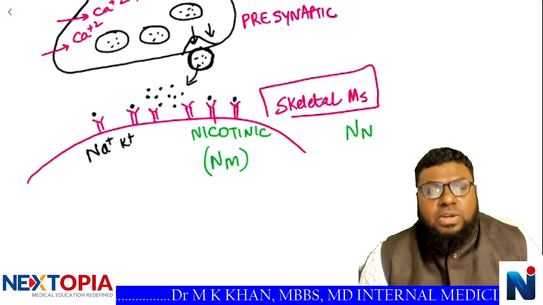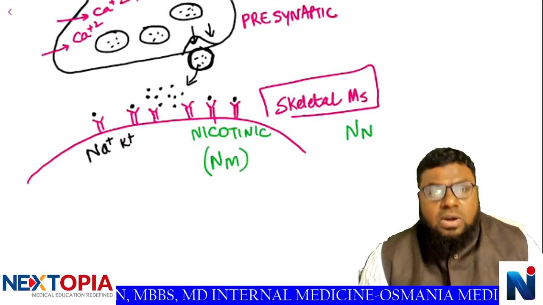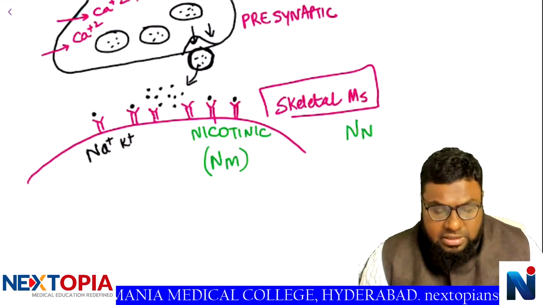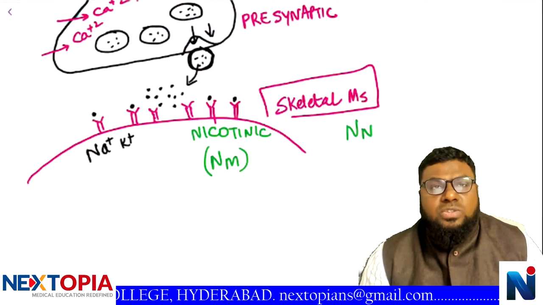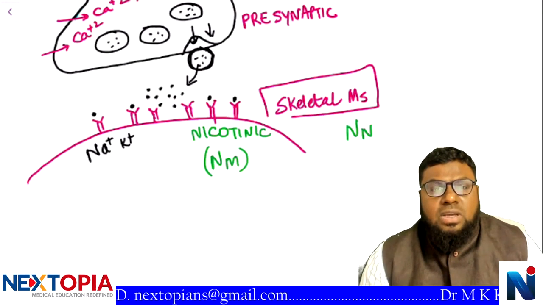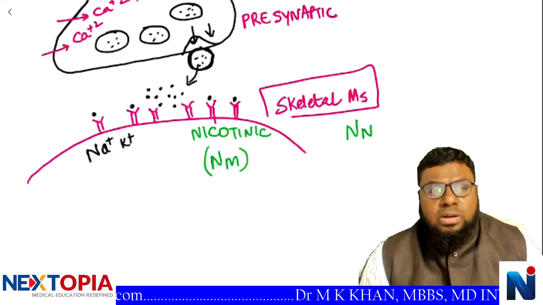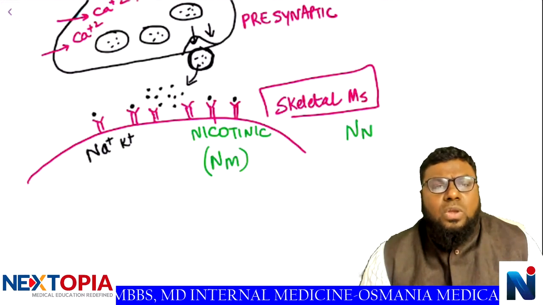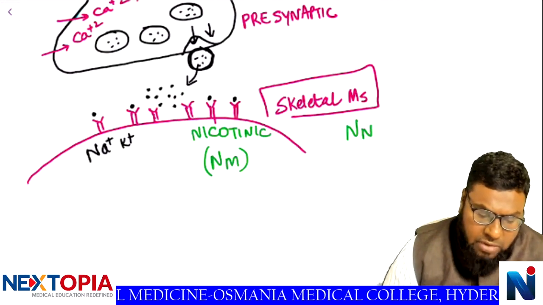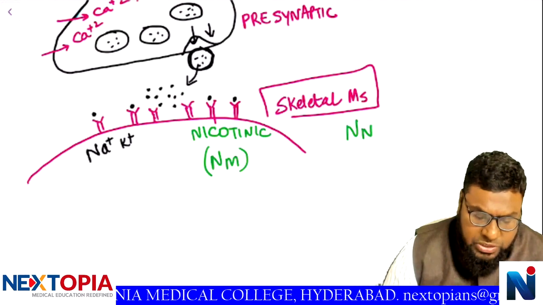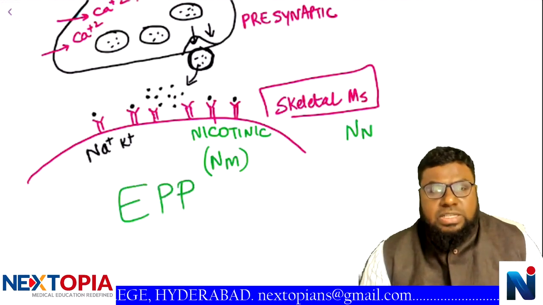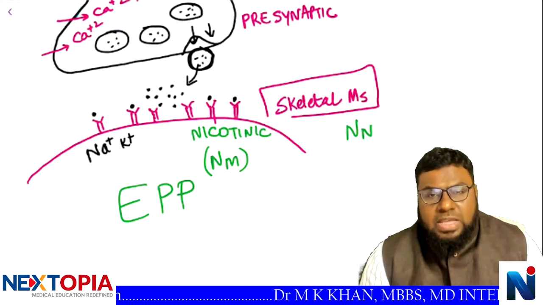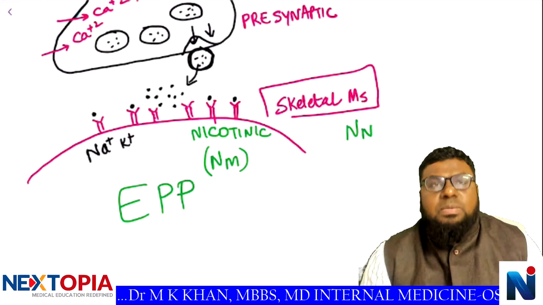Alright, the NM type of nicotinic receptor is a non-selective receptor, and both sodium and potassium can traverse across it. It is a ligand gated sodium channel, we can simply call it, as sodium has much more affinity to cause depolarization in this area. The depolarization of this area we call the end plate potential. Please remember, this neuromuscular junction is called the end plate, and when it gets depolarized, we call it an end plate potential.